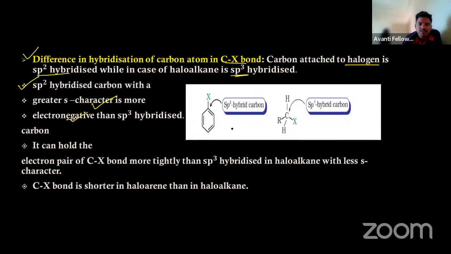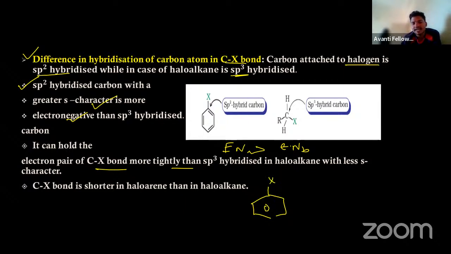So when this is more electronegative compared to sp3, it can hold the C-X bond more tightly than sp3. Means, what could be the second reason? Here the halogen, I'm extremely sorry guys.